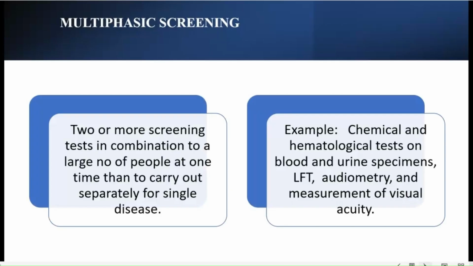Now coming to the multiphasic screening. In this screening, we are taking 2 or more screening tests in combination, which is being done for a single disease. For example, when we are screening a person, we are doing chemical and hematological tests, the blood test, LFT, audiometry, visual acuity, urine examination, ultrasound. So all these are done for the diagnosis of a single disease. We have to remember we are using 2 or more multiple screening tests in combination in a large number of population, and it is being done for the screening of a single disease.